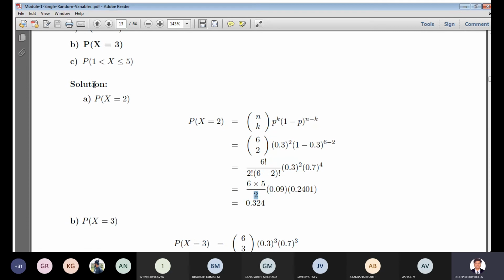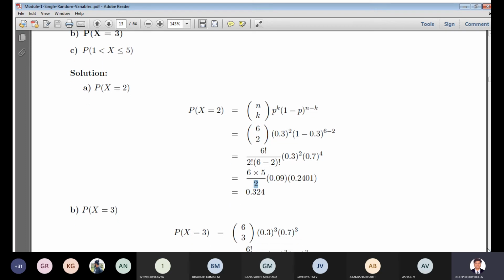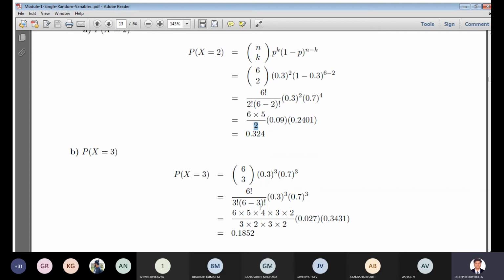Now similarly, x equals 3 we wrote, not 2, 3. So replace this k value, instead of 2, replace by 3. Very simple. 6 factorial by 3 factorial into 6 minus 3 factorial. So 6, 5, 4, 3, 2, 1 is there, right? And 6 minus 3 will become 3 factorial, which is 3 into 2 into 1.